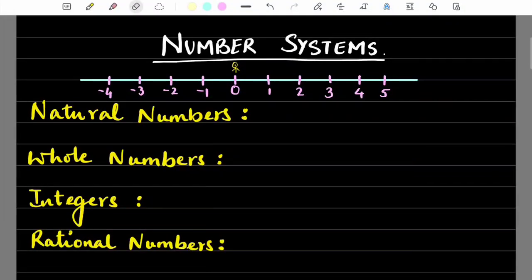Hi guys, so today we will go over number systems and we will be focusing more on rational numbers. Let's start with number systems. Here we have a number line, right?